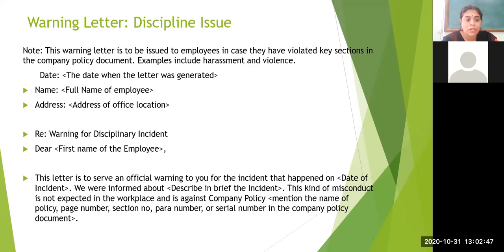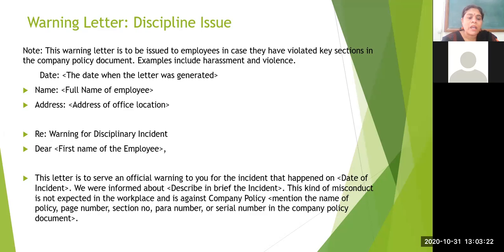Now, in a warning for a disciplinary incident, it is very important that you write in the subject exactly what the topic or matter is: warning for disciplinary incident. Now, Dear, then the first name of the employee, because this is a normal protocol whenever we are addressing someone. Here in India, and mostly all over the world, we use a salutation for the employee, Mr. or Mrs. Okay, then the first name of the employee.